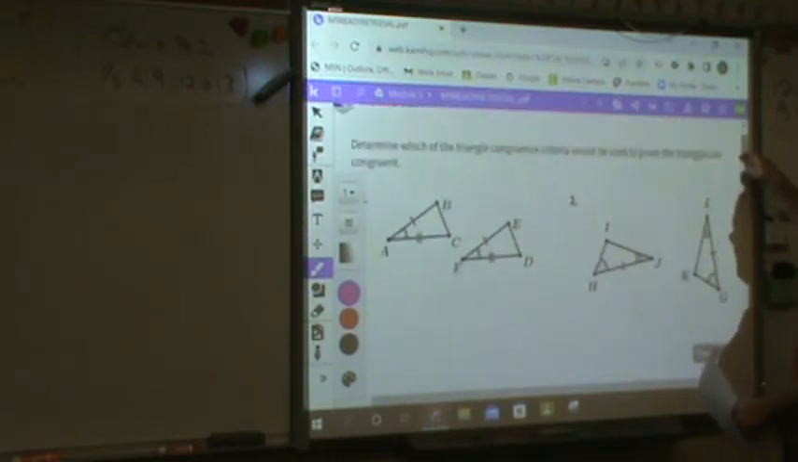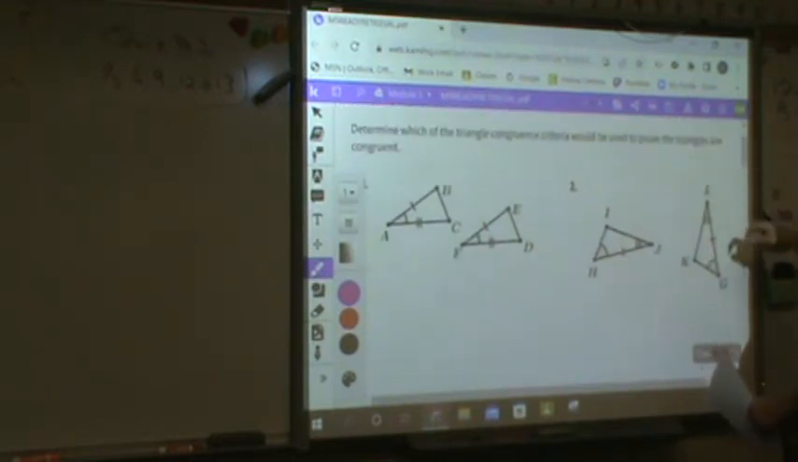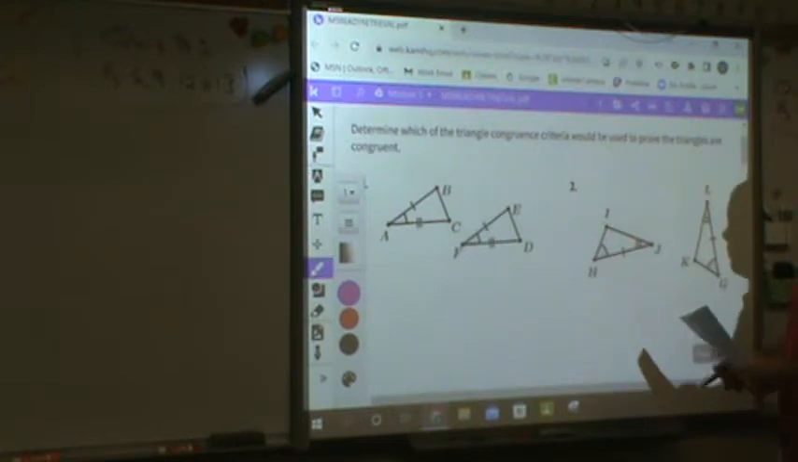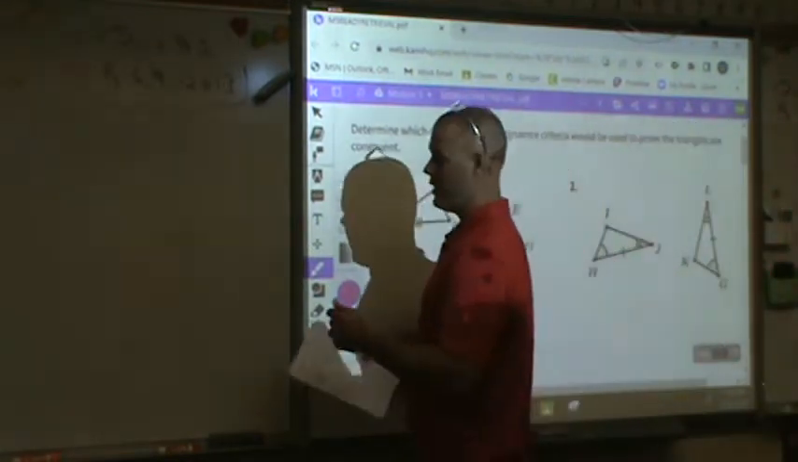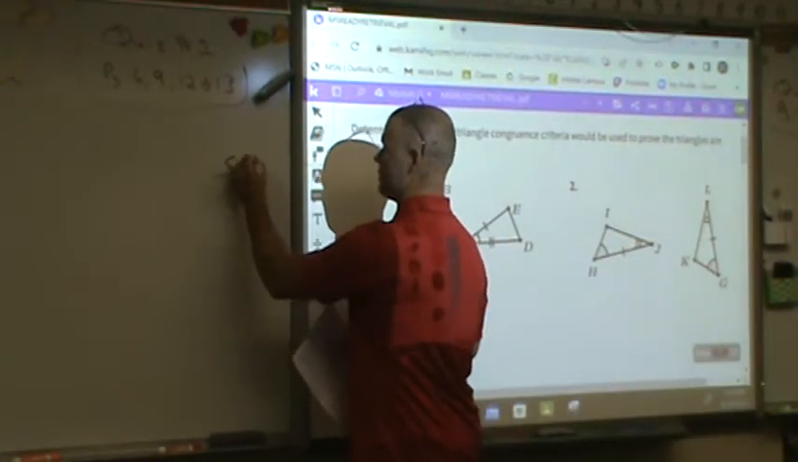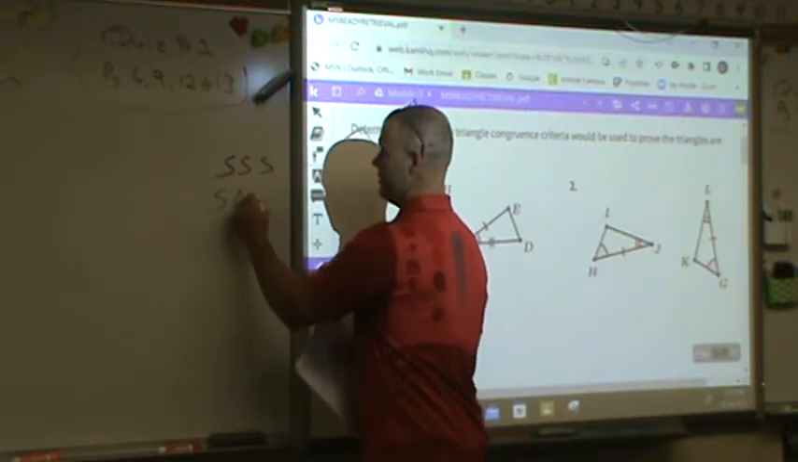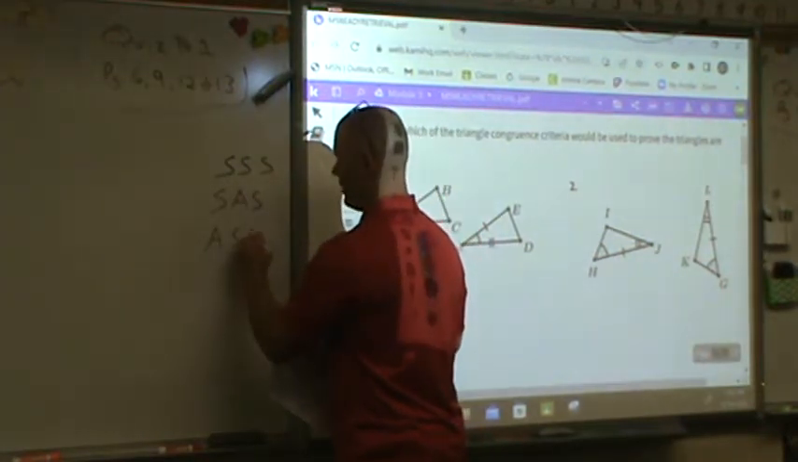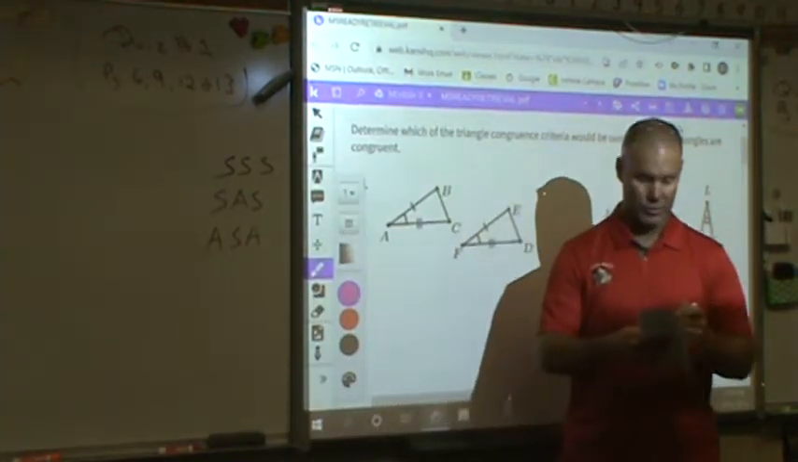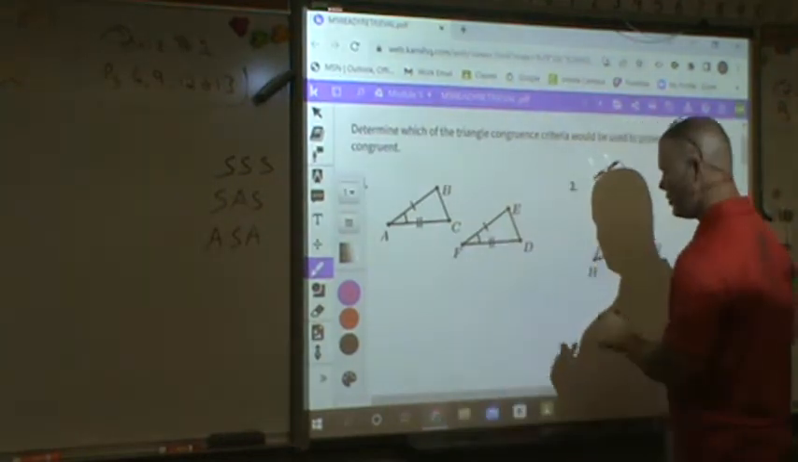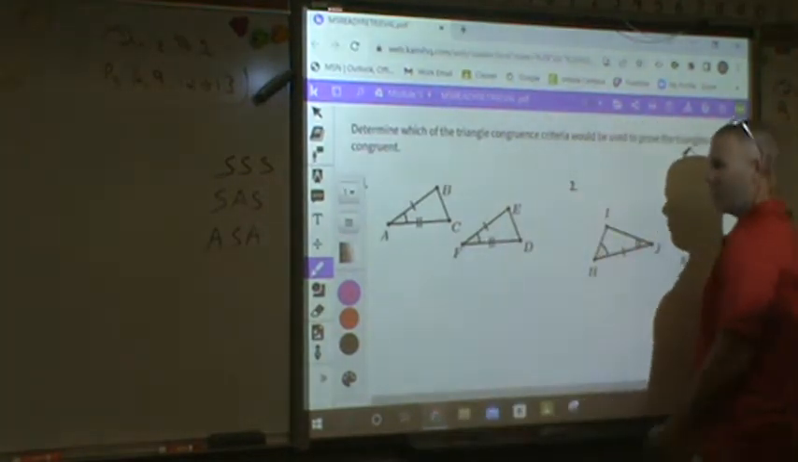Problem number 1. It says determine which of the triangle congruence criteria should be used to prove triangles are congruent. Well, remember what that criteria is from last week we discussed. We have side, side, side; side, angle, side; angle, side, angle. That is the congruence criteria. So the very first one here, how are we going to do that?